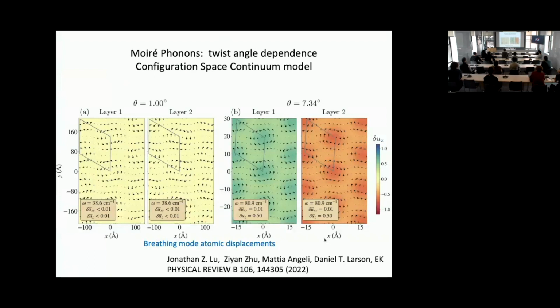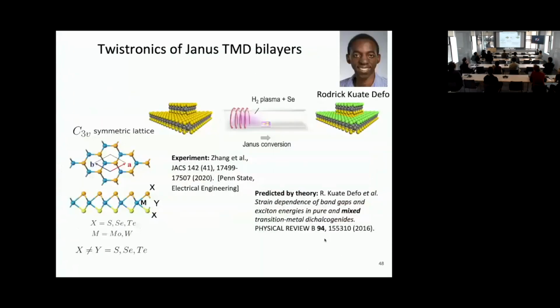And there's interesting patterns of the atomic displacements. So this is 1 degree twist, layer 1 and layer 2 atomic displacements, 7.34 degree twist, again, layer 1 and layer 2. And these are top views, and you see these kind of rotational atomic displacements corresponding to the breathing modes between the layers that I was highlighting. Here's another set of issues that we've been working hard on.